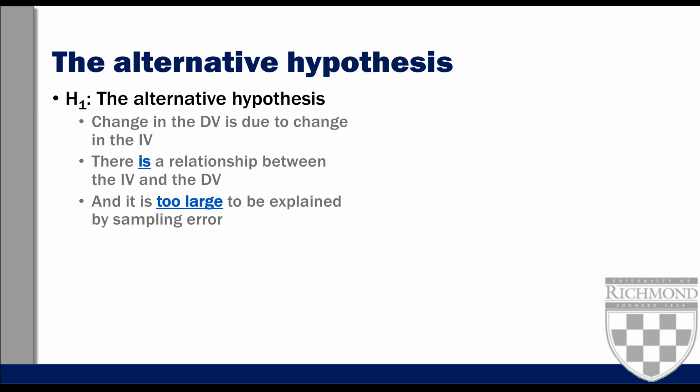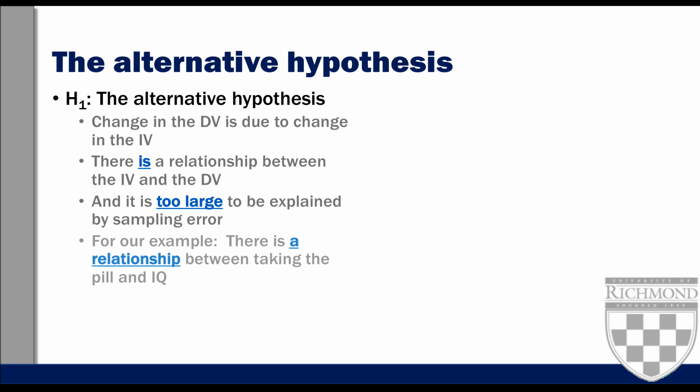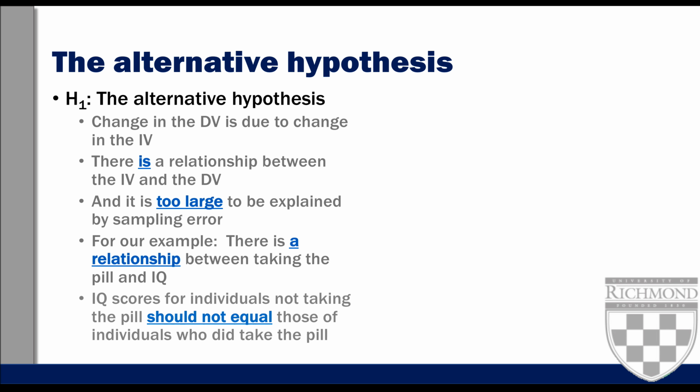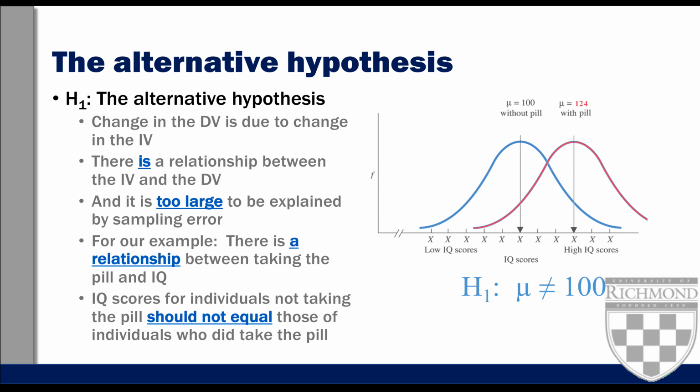And the magnitude of what we've observed, meaning that the sample mean is so much different from the population mean, that it's too large to be explained by sampling error. So in our example, we'd say, yeah, there is a relationship between taking the pill and IQ. Therefore, IQ scores for individuals not taking the pill should not equal those of individuals who did take the pill. Again, all these negatives in there, and that's what gets kind of confusing with null hypothesis testing. But we're looking at different means potentially.